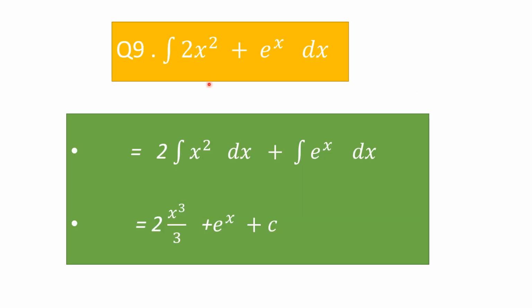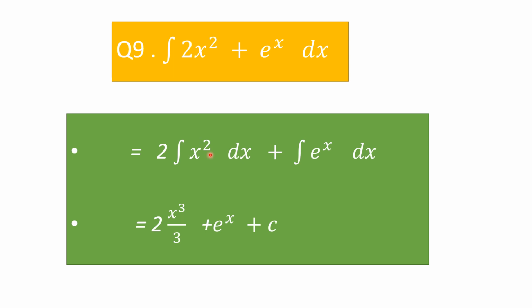Question number 9. Integration of 2x square plus e power x. Please take this integration symbol individually to both these terms. The answer is 2 integration of x square dx plus integration of e power x dx. Now this 2 will come as it is.